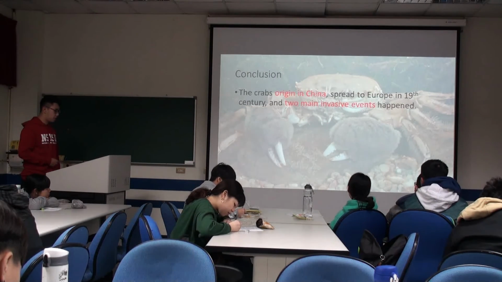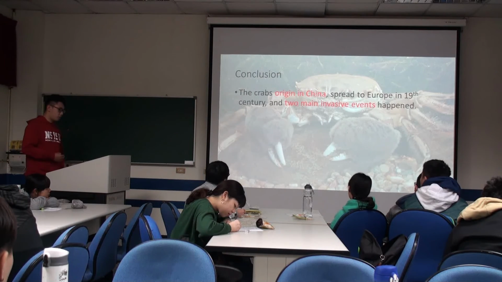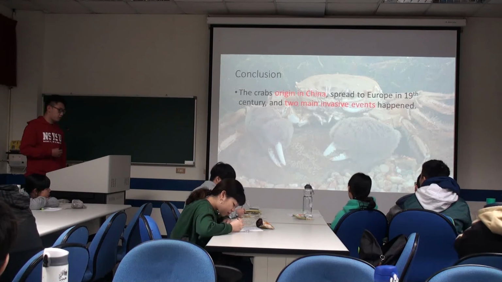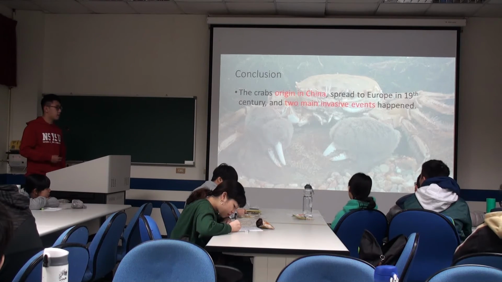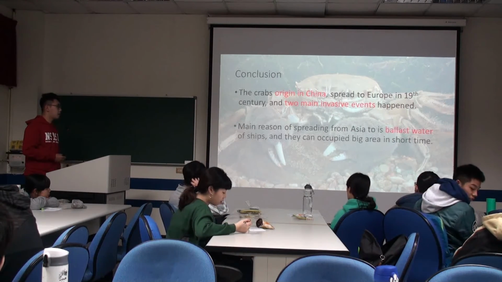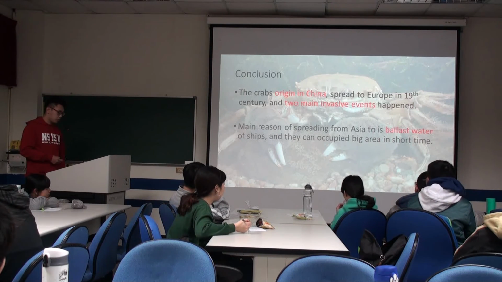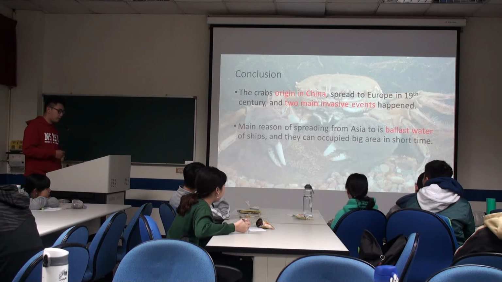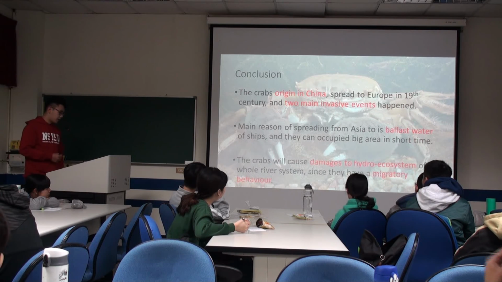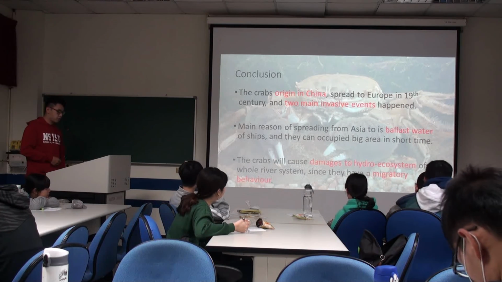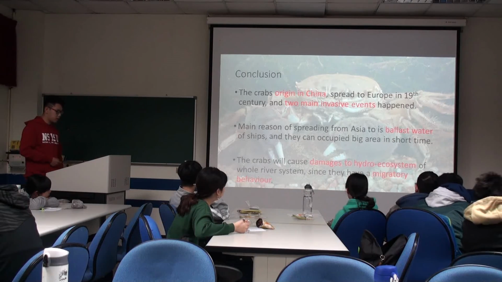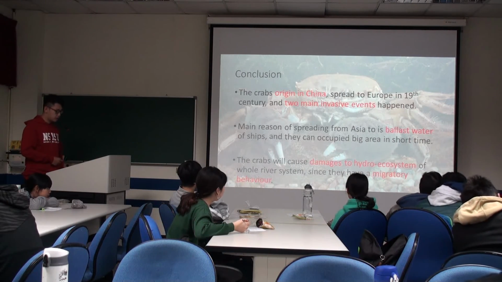Here comes the conclusion. The crabs originated in China and spread to Europe in the 19th century. Two main invasive events happened. The main reason for the spreading from Asia is the ballast water of ships, and they can occupy a big area in a short time. And the crabs will cause damage to the ecosystem of the whole river since they have migratory behavior.